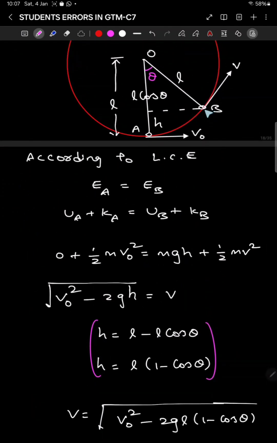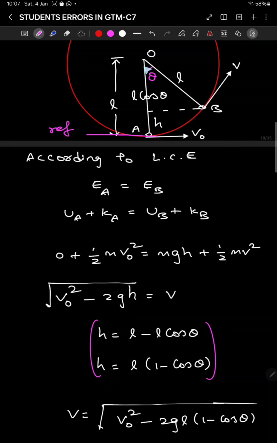Energy at A equal to energy at B. Energy at A means potential energy plus kinetic energy. Similarly at B, potential energy plus kinetic energy. If you take this as the reference level, then at A potential energy will be 0, kinetic energy will be half m v square. At B, potential energy is mgh plus kinetic energy half m v square. Now from this, m will get cancelled, multiply with 2, then 2 also will get cancelled. You can find the v value like this.